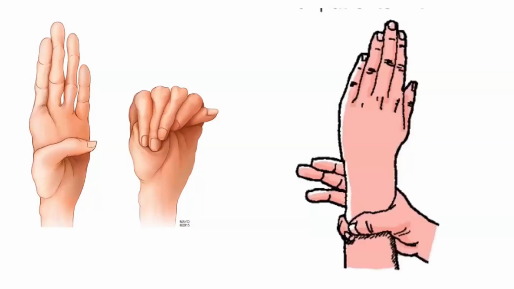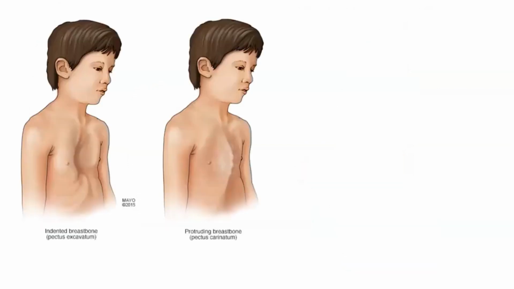The other features, the thumb sign and the wrist sign, again are because of the abnormal growth of your fingers. We also have fancy names for this, which we will not go into in detail. Pectus carinatum and excavatum, many of them have it. The reason is overgrowth of ribs. This is the reason why they have pectus carinatum and excavatum.